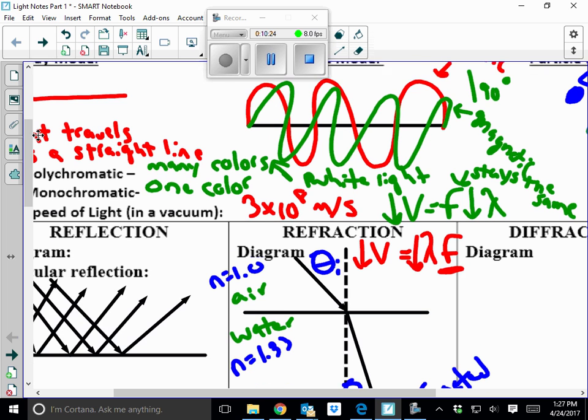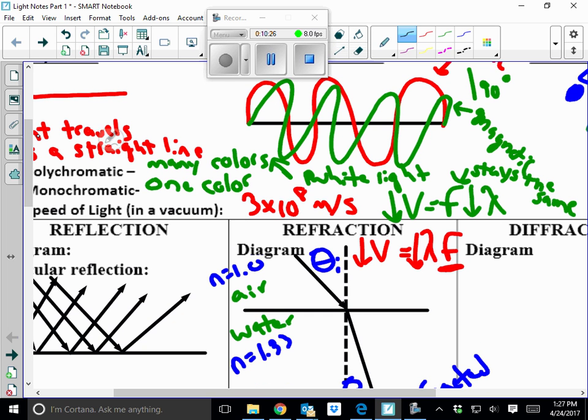The only thing that I forgot is I forgot to add that polychromatic, poly means many colors. And remember when we were looking through the diffraction gratings, we saw that white light actually consisted of all the colors. It was polychromatic. And monochromatic is just a laser, and that just means one color. So that's your light notes part one.